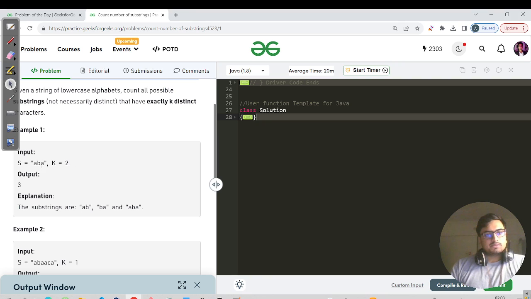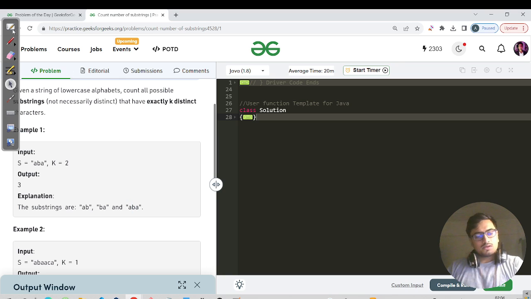So for the given string ABA, we need to form all the possible substrings in which there are exactly k distinct characters. You can see here A and B, so the number of distinct characters, that is A and B, is 2. Similarly for BA it is 2, and similarly for ABA it is again A and B as the distinct ones, with the rest A repeated twice.